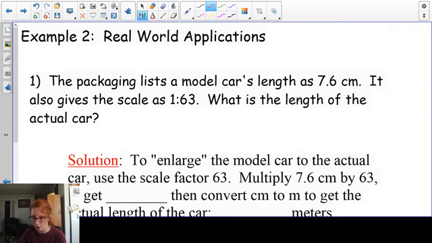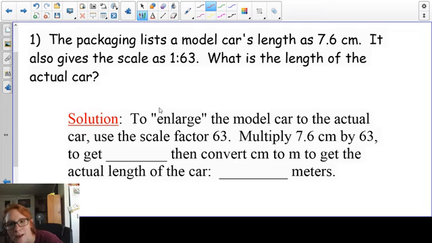Alright, so let's take a look at some real-world applications. Some people like to do model cars, because, you know, cars are cool. And they want to figure out, based on the scale factor, what the actual size of the car is. So, if it's telling me that the model car is 7.6 centimeters, grab a calculator.